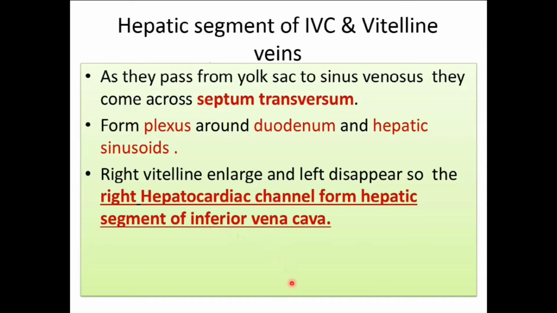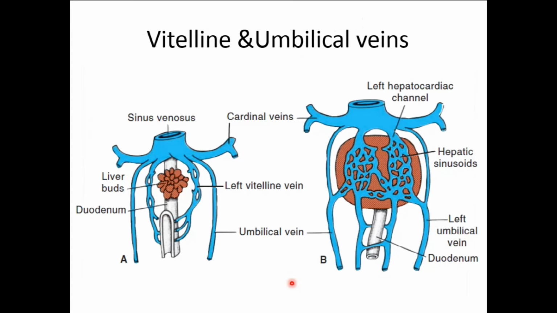Now, one segment we left, that was the hepatic segment. For that, we will look at the Vitelline and the umbilical vein system. So they have shown us the paired Vitelline, that is the left and the right. They are arising from the yolk sac, and they are forming anastomosis around the gut tube, and here they have shown us the anastomosis around the duodenum, which is important.